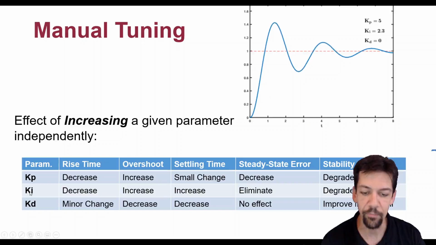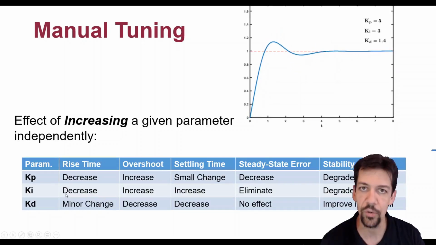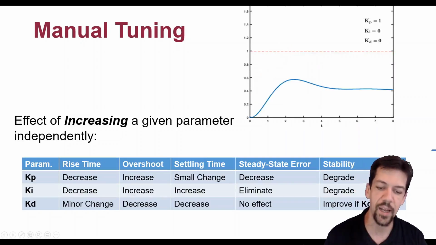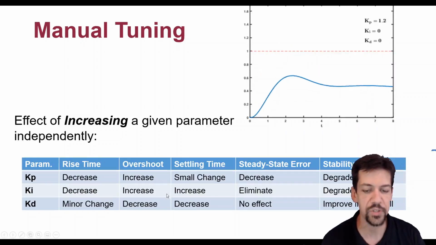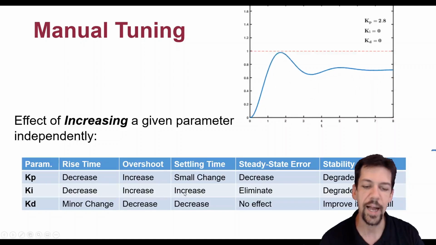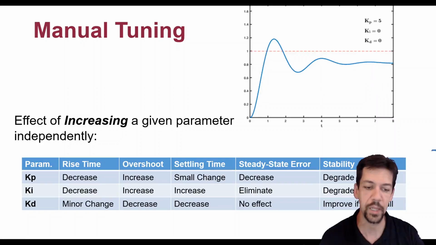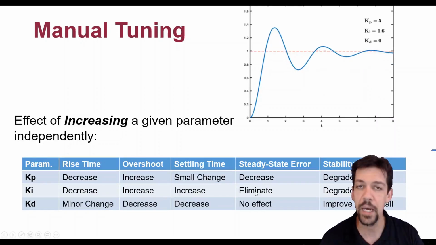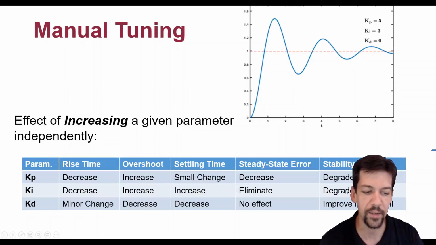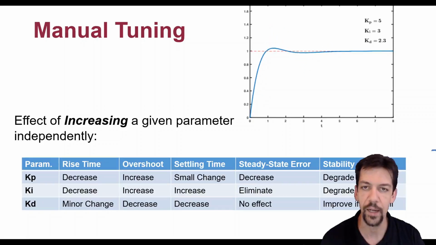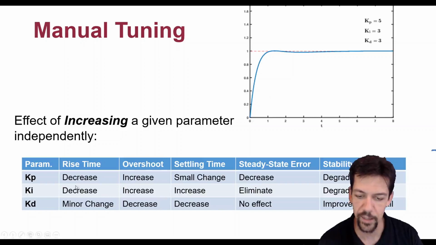Increasing the integral constant decreases rise time as well. It shoots as fast as it can. It will increase overshoot, same as the proportional controller. It will increase the settling time because it'll take longer to oscillate down because of that accumulated error, but it can eliminate the steady state error, which is really positive. And again, it decreases the stability of the system. It's more likely to oscillate.